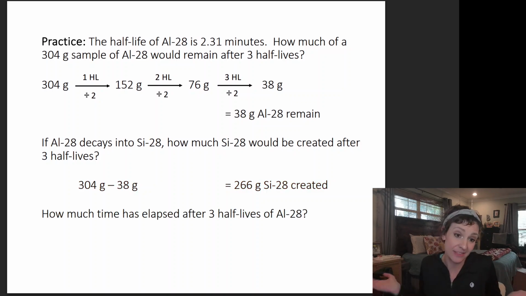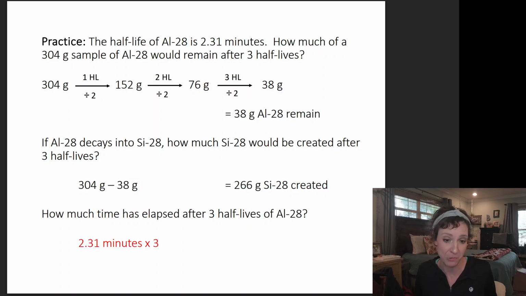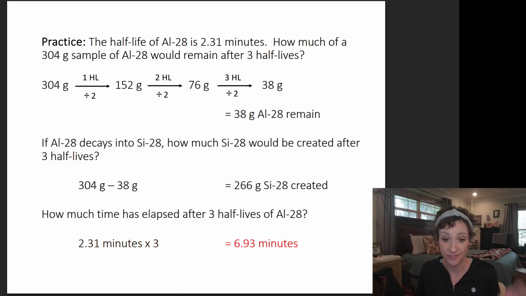I can also ask, how much time has elapsed after 3 half-lives? You're like, okay, I don't know. Well, I told you up here in the problem that a half-life is 2.31 minutes. After 3 half-lives, how much time would that be? I just take 2.31 minutes and multiply it by 3. So this entire process would have occurred in 6.93 minutes. So this is the level of rigor that we're going to expect of you for half-life problems in a first-year chemistry course, which is not too terrible.